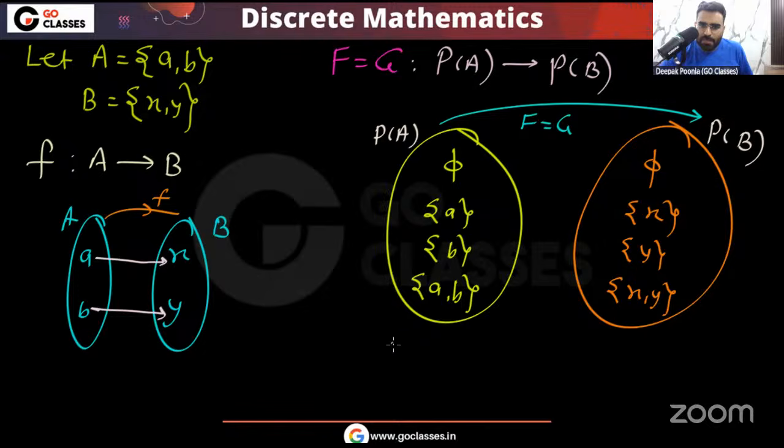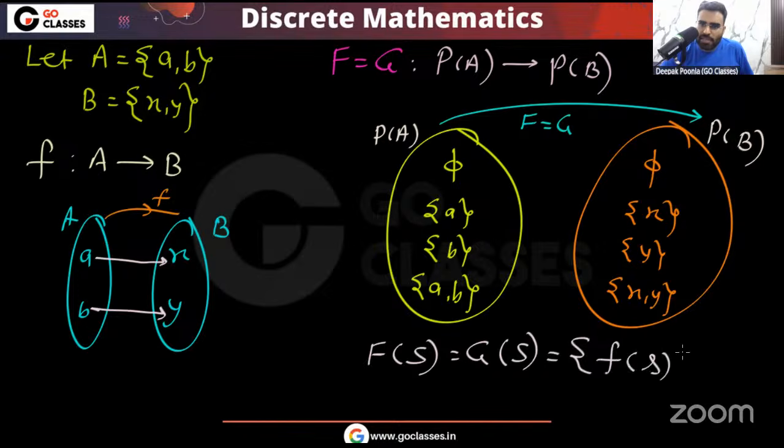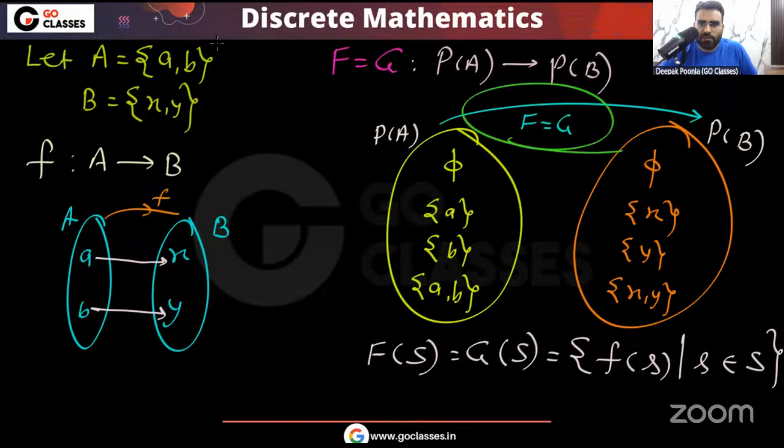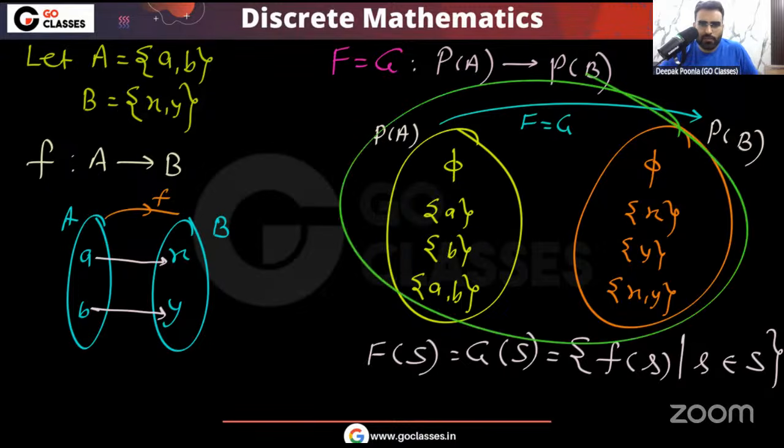The question is saying that capital F of capital S. Let me just write it as G of capital S. What is this? This is small f of small s, where small s belongs to capital S. Now let's understand this. Basically, let's see what will be the image of this element, because remember we are finding the mapping of capital F, or I can say capital G.